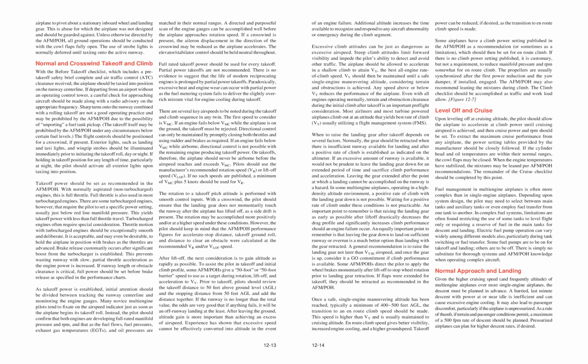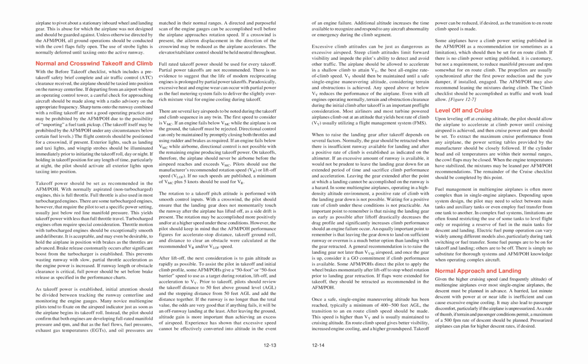After liftoff, the next consideration is to gain altitude as rapidly as possible. To assist the pilot in takeoff and initial climb profile, some AFM/POHs give a 50-foot barrier speed to use as a target during rotation, liftoff, and acceleration to VY. Prior to takeoff, pilots should review the takeoff distance to 50 feet above ground level, AGL, and the stopping distance from 50 feet AGL and add the distances together. If the runway is no longer than the total value, the odds are very good that if anything fails, it will be an off-runway landing at the least.